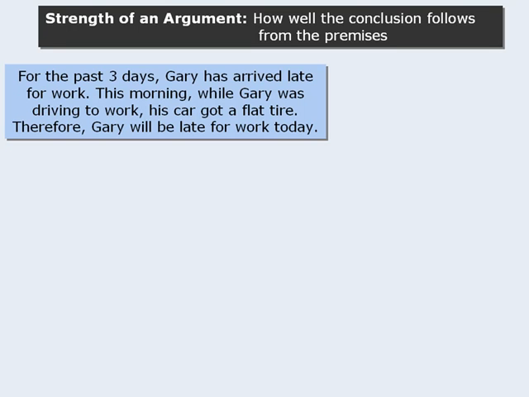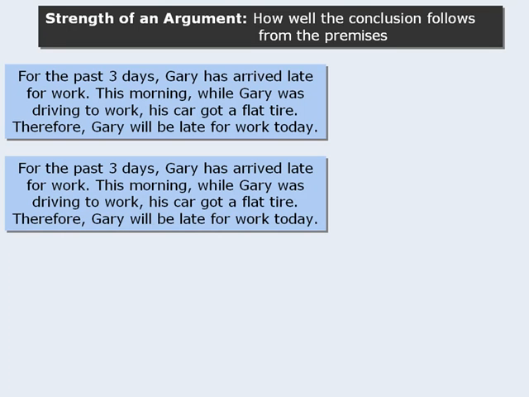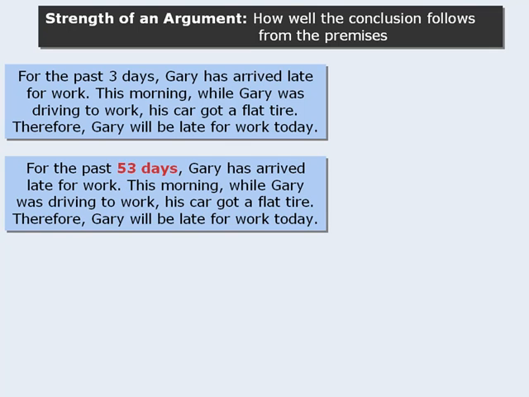For example, notice what happens when we take this argument about Gary and change it so that he has been late for work for the past 53 days. This new premise would seem to strengthen the conclusion that Gary will be late for work today. Now, does this mean that the conclusion is guaranteed? Absolutely not. It's still possible that Gary will arrive to work on time today.